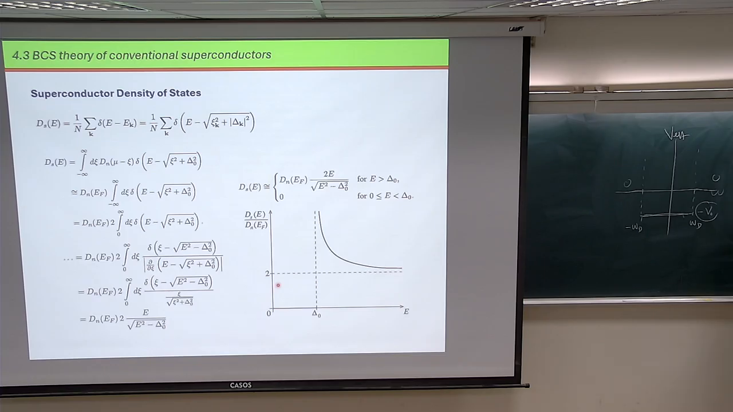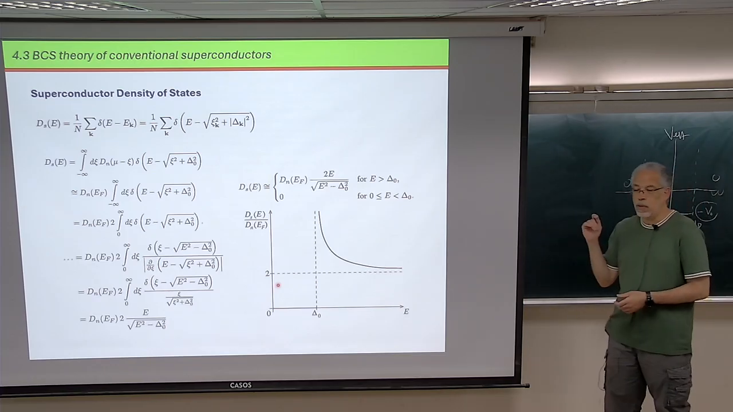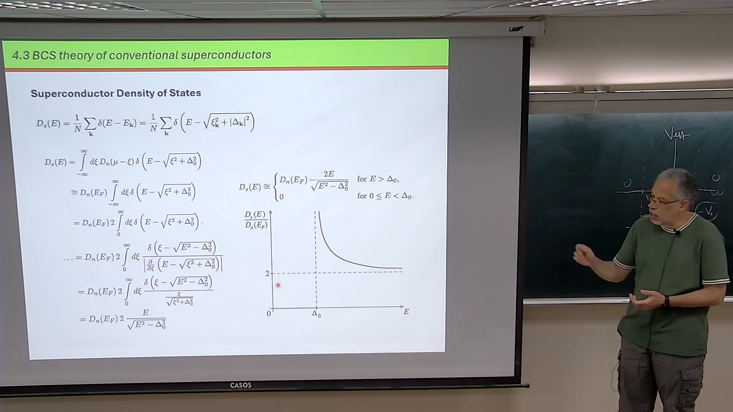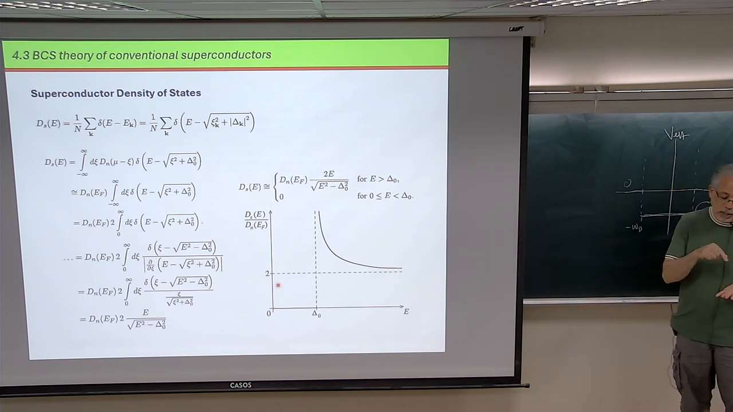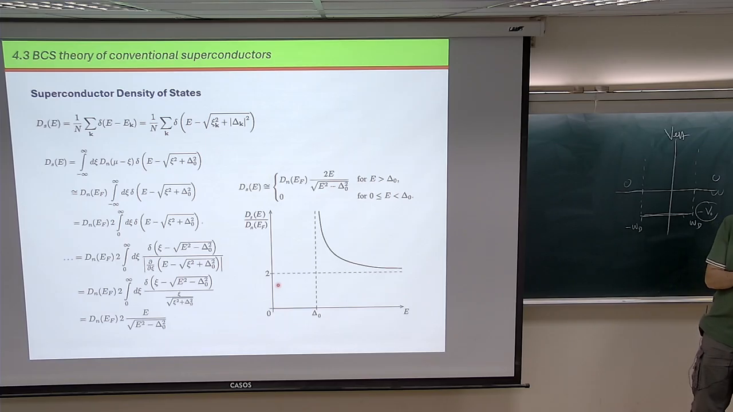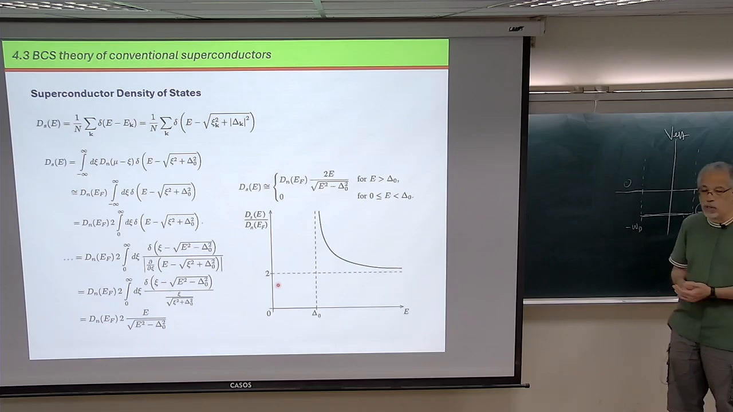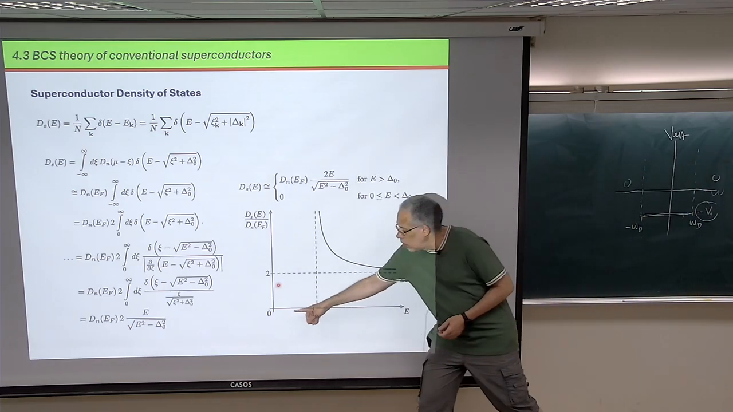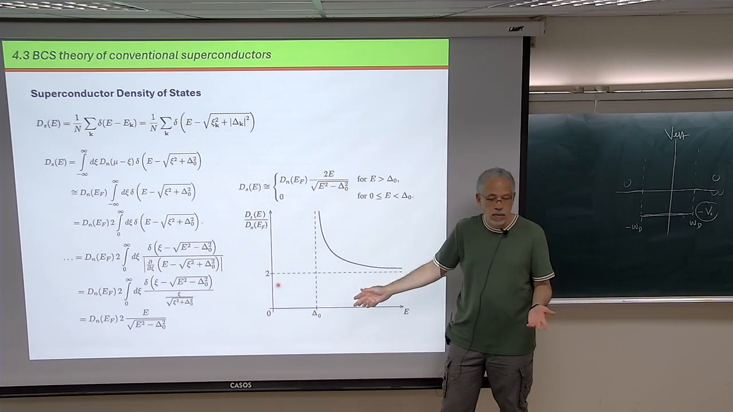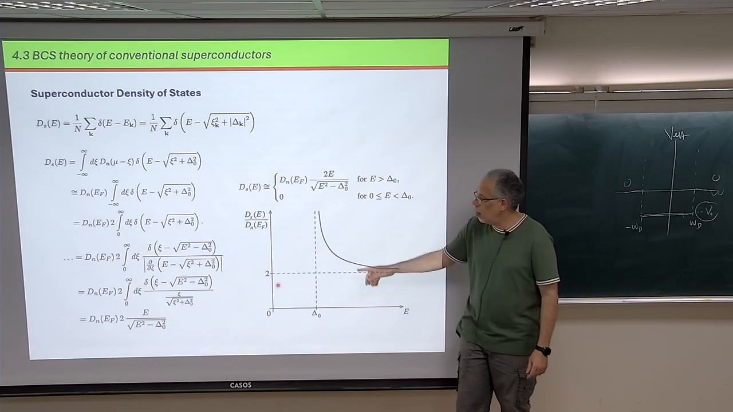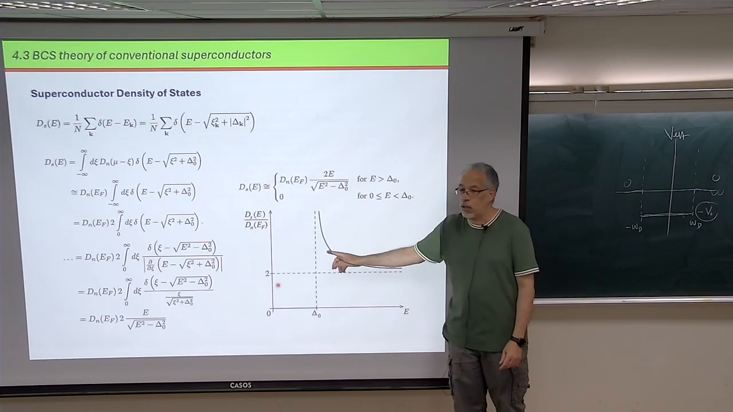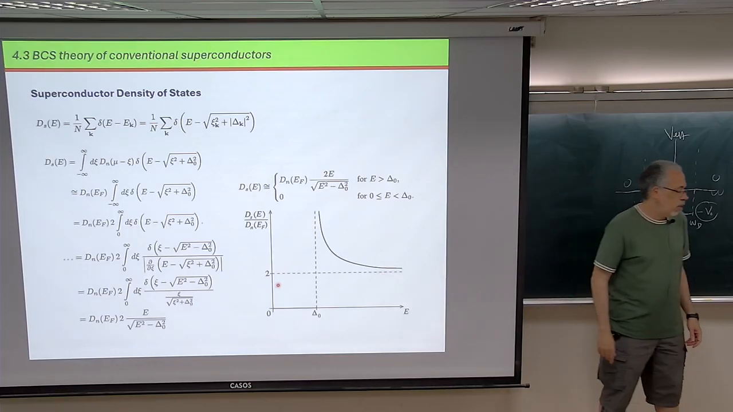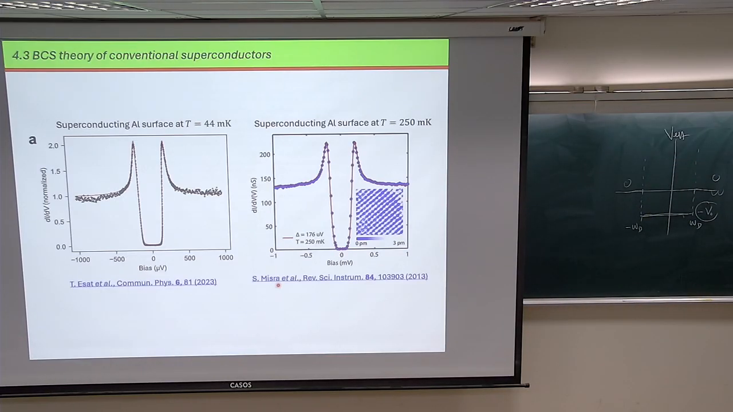Why is this important? Because when you do experiments, you can measure differential conductance with a tip on top of a superconductor, and you will see something very similar in the experiment. So you will see 0 conductance here, because there are no states. The density of states is 0. And then you will start to have states here that will contribute to the current, okay?